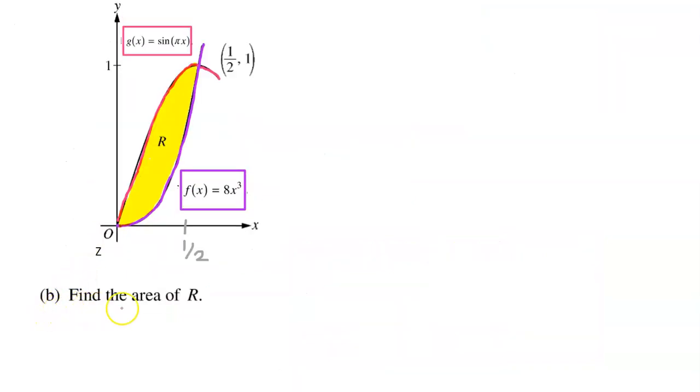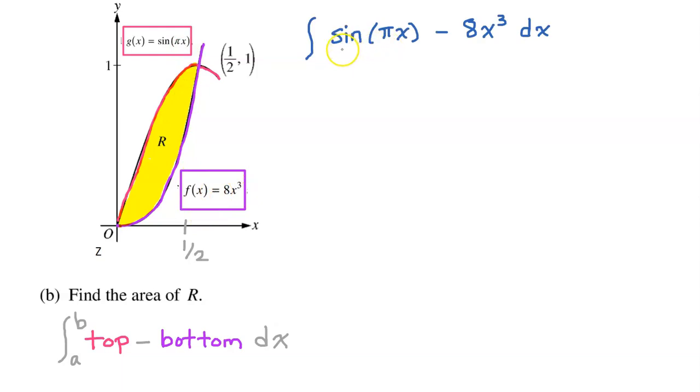Part B. Find the area of R. If you integrate with respect to x, you can find the area between two functions by integrating the top function minus the bottom function. In this case, the top function is sine of pi x, and the bottom function is 8x to the third power. So here we are integrating the top function minus the bottom function.